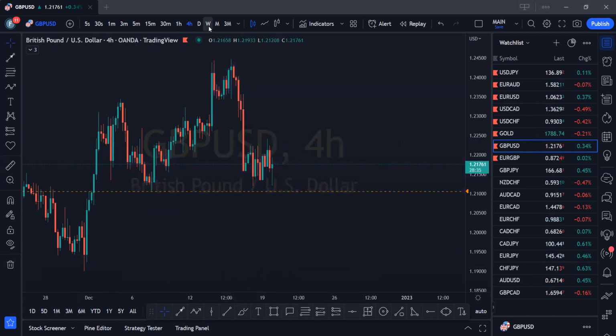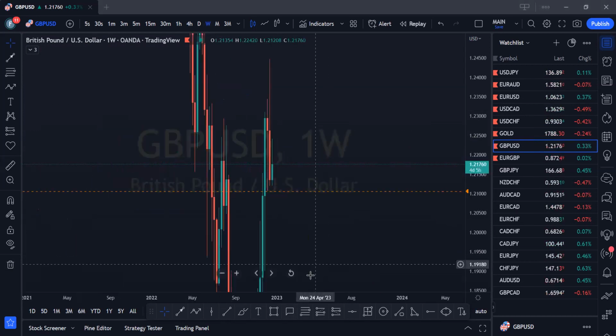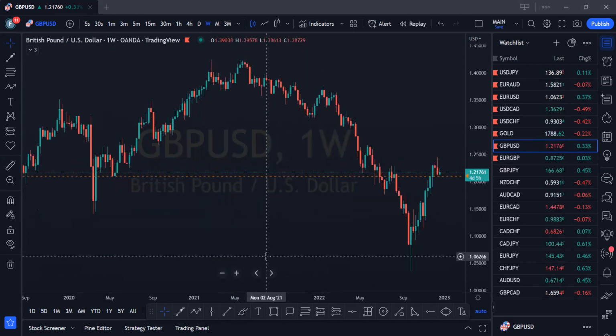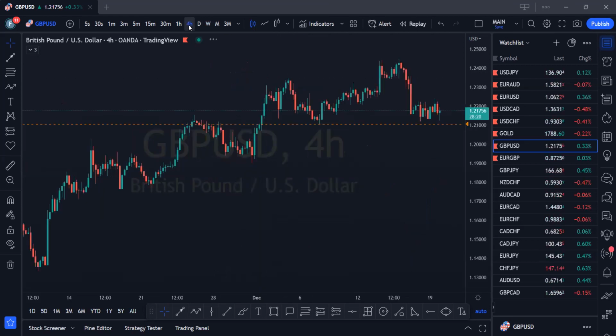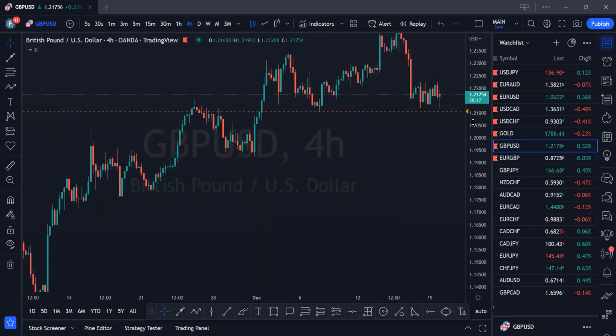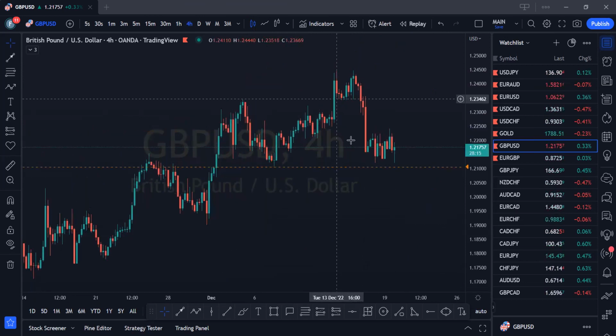So this is GBP USD. Let's check out the weekly charts. What do we have on weekly? If you remember, we analyzed GBP USD last week, Wednesday. If you were live, let me go back to Wednesday. I think it was a 4-hour chart, and we're somewhere here.